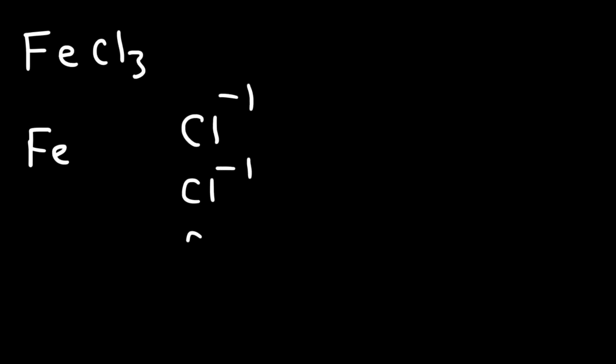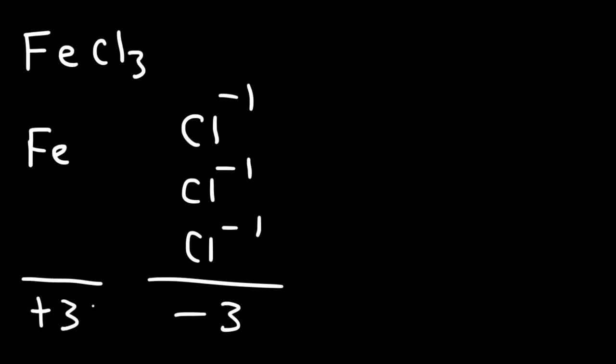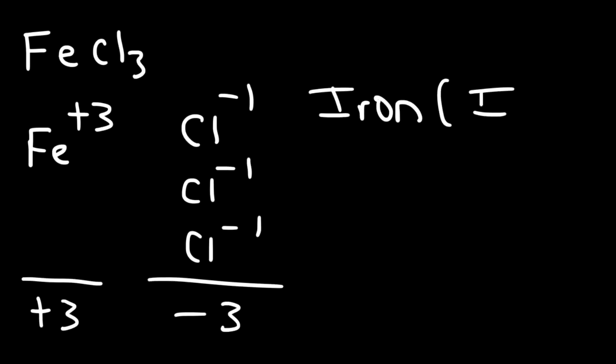So at this point, you can guess what the name of FeCl3 is going to be. So we have 3 chloride ions, which means the total negative charge is -3. So this Fe atom has to have a total +3 charge. And so since the oxidation state of iron metal is +3, this is going to be called iron 3 chloride.